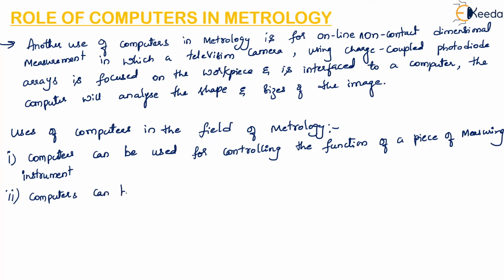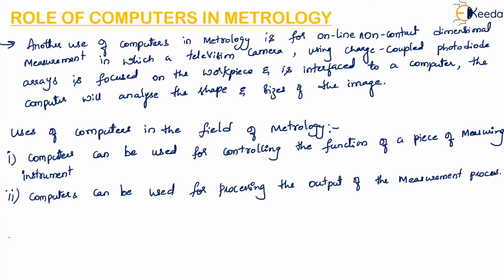Computers can be used for processing the output of the measurement process. The measurement which is done with the help of computers may be either fully automatic, which once initiated will run the machine till the task is completed, or it may be semi automatic.